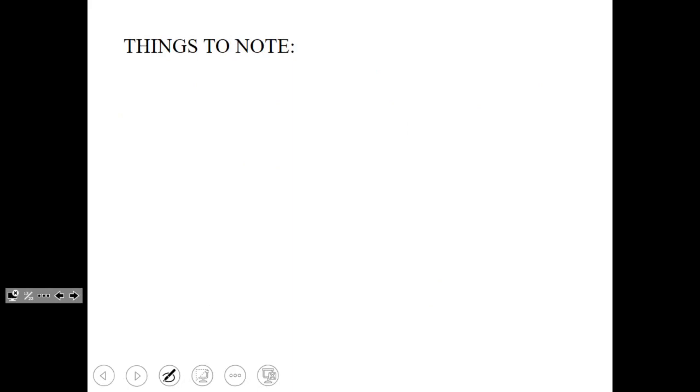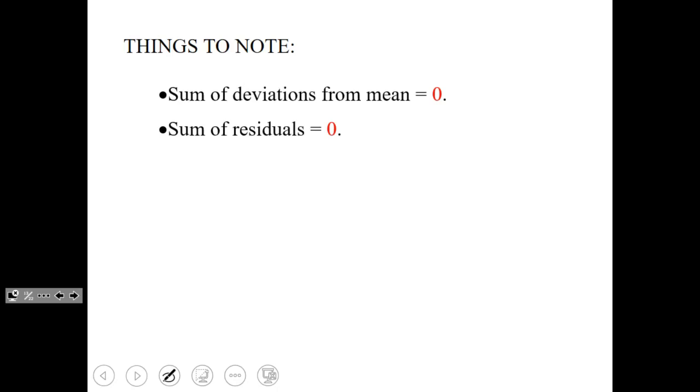Now, some important things to note. First, the sum of deviations from the mean, not the squared deviations, just the deviations, is 0. If I don't square them, some are negative, some are positive, and the sum of deviations from the mean is going to be 0. The sum of the residuals is going to be 0. Mathematically, the way they're found, we're going to get 0 if we sum all the residuals, which is why we have to sum the squares of the residuals. Some are positive, some are negative, but when we square them, they all become positive.